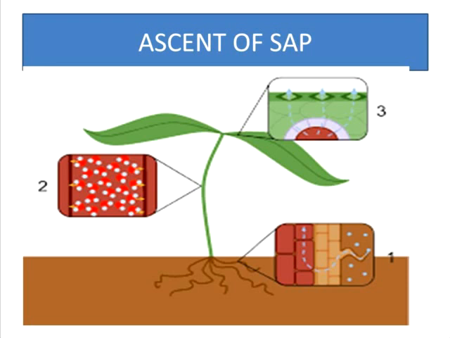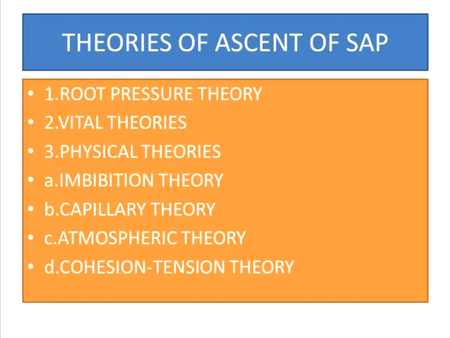Now we come towards the various theories explaining the ascent of sap, how the water moves from the roots against the gravitational force towards the top of a plant. First of all, root pressure theory.